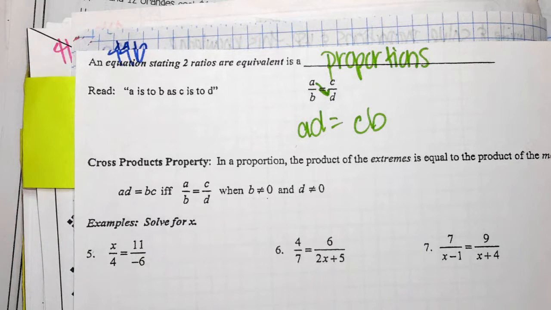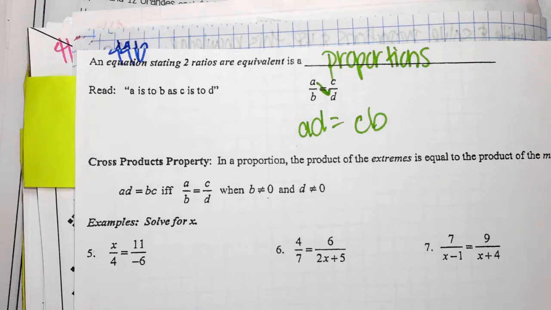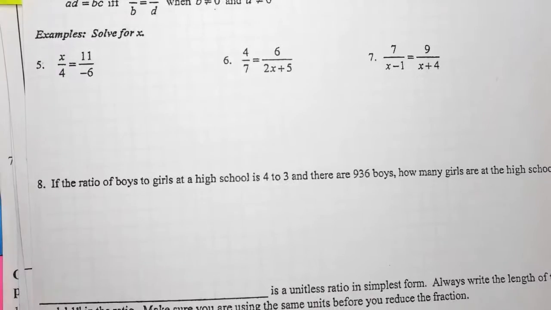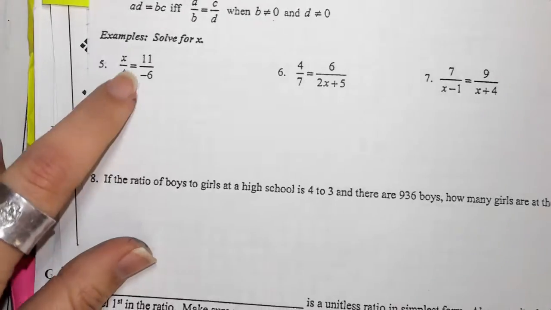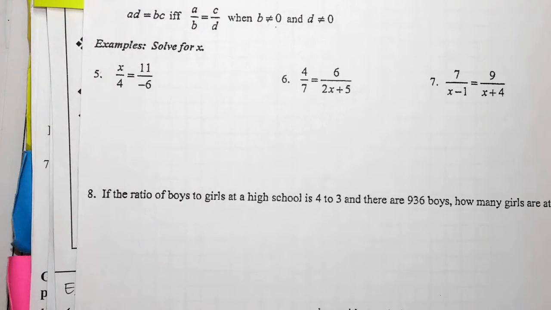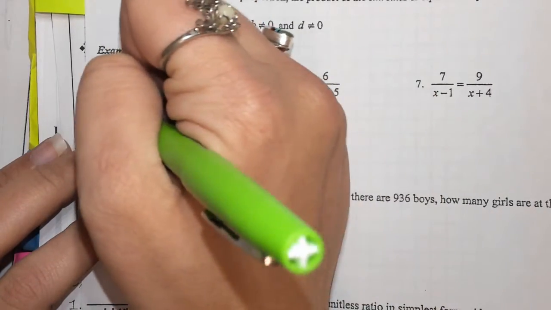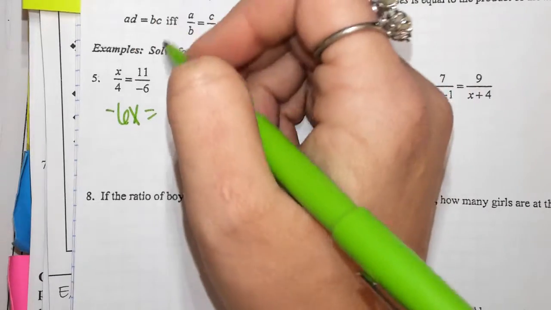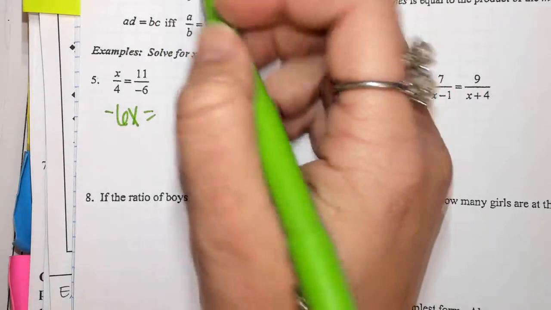Alright, number 5. We need to cross multiply. So what are we going to multiply x by? -6. Okay, so you get -6x equals. And what are we going to multiply 4 by? 11. And what's 4 times 11?